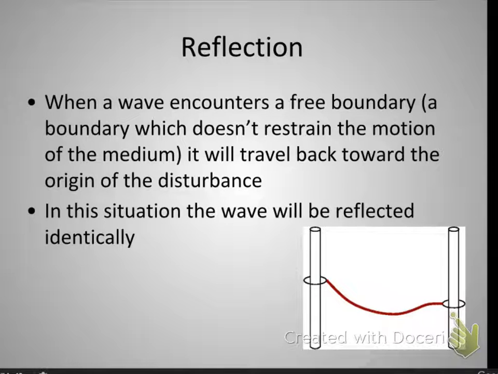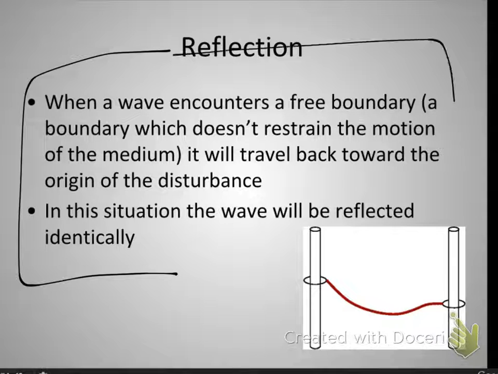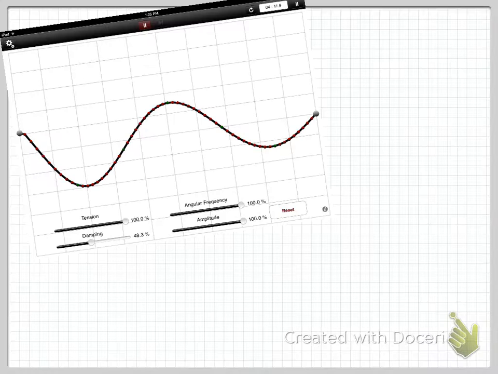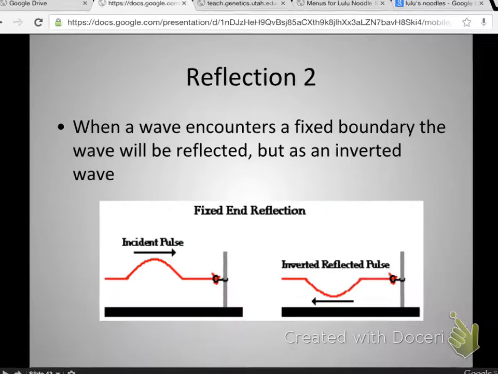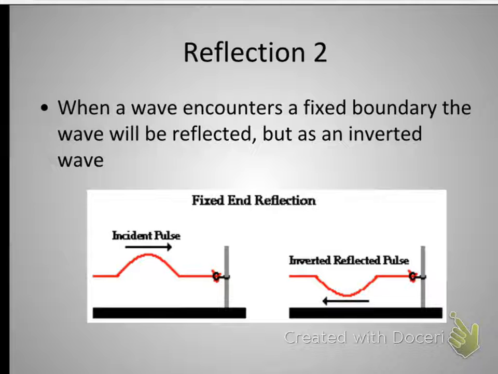You saw what happens with reflection, and I wanted you to see that, not just talk about it. So if the end is free to move, the wave is reflected identically. If it's fixed, it's reflected in the inverse. Okay, great. What fun. That's the same thing: an inverted reflected pulse with a fixed boundary.